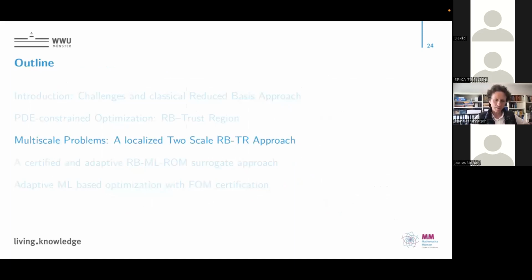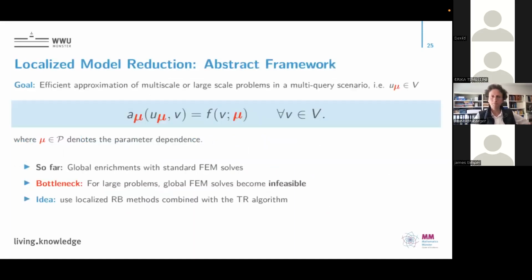Okay, I come to the next part of my talk, which is now for multi-scale problems. You can imagine that if you go to multi-scale problems, then already your full order model might be a problem if you go just with standard finite element type models. The bottleneck for large problems is that global FEM solves become infeasible, and we need to do some localization in order to deal with such large scale problems. Here we want to look at these problems in the typical multi-scale context, which means that the underlying problem is supposed to have very heterogeneous diffusion fields.